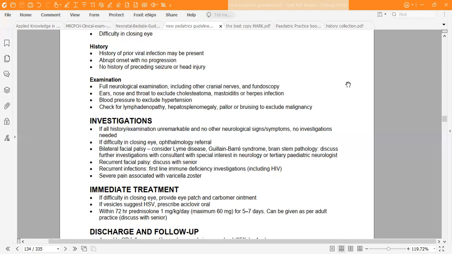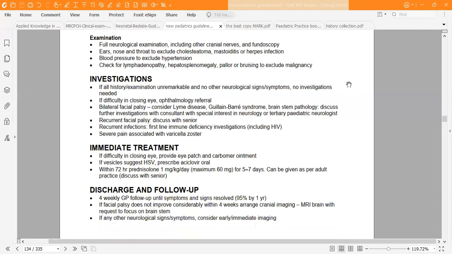So for neurological examination, you will explore and examine other cranial nerves, and you do fundoscopy as well. You will do an ENT examination, checking for cholesteatoma, mastoiditis, or herpes infection. Blood pressure measurement is crucial here. Look for lymph nodes, hepatosplenomegaly, pallor, and bruises for malignancy. What investigations should you do here? If all history and examination are unremarkable and there are no other neurological signs or symptoms, no investigations are needed.